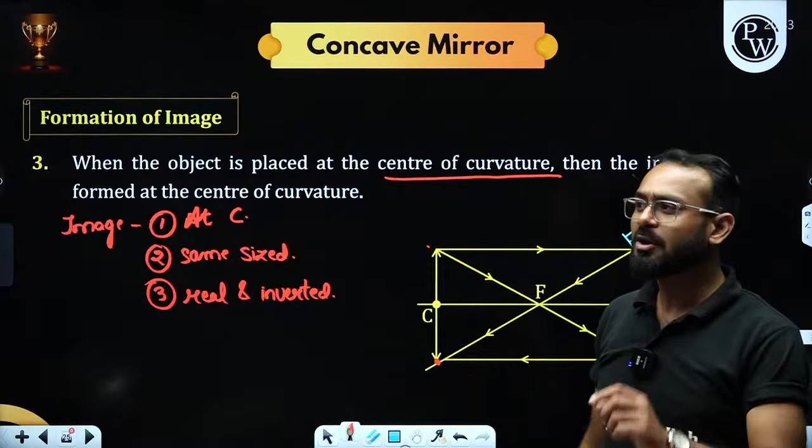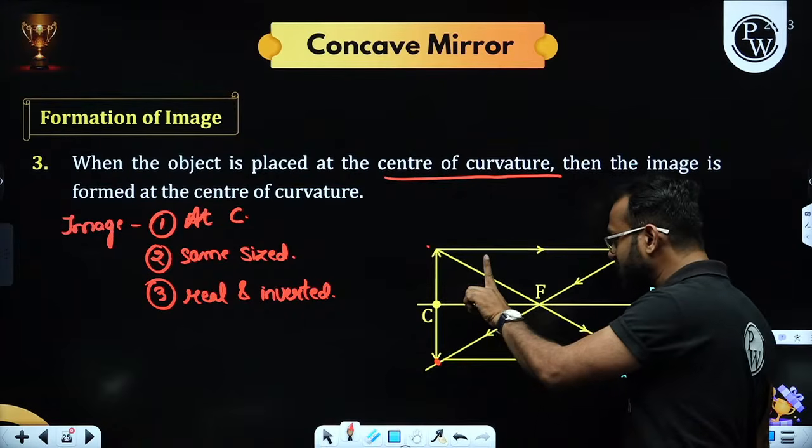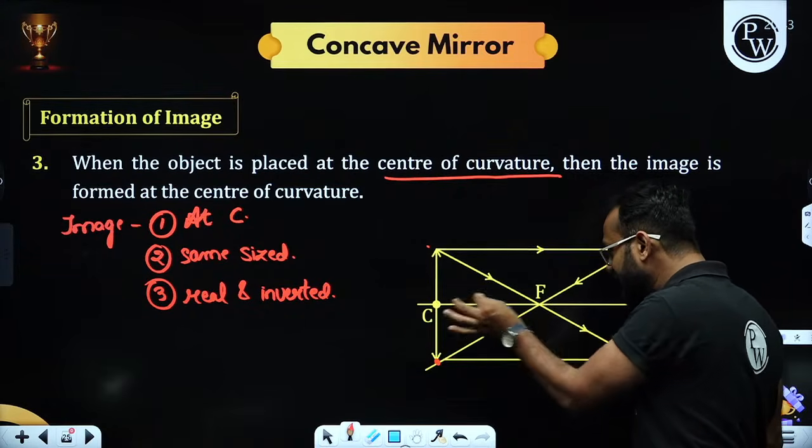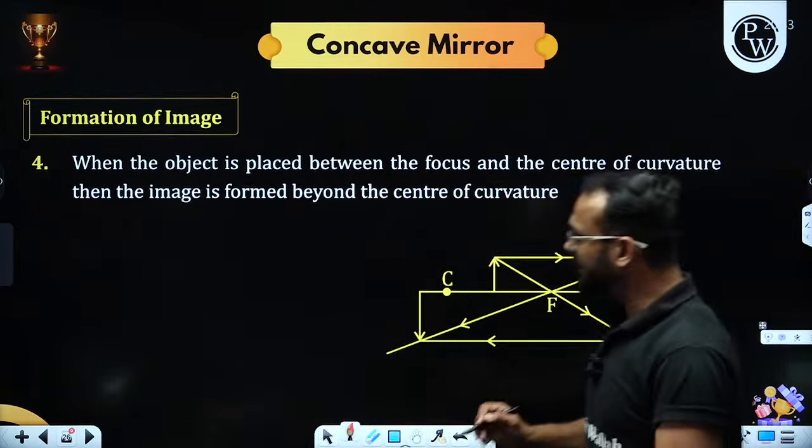Clear? Fine, sir. What about the fourth one? Now I am again going to shift my object towards the pole. So that is the location between center of curvature and focus. Yes, sir. Ready, sir?